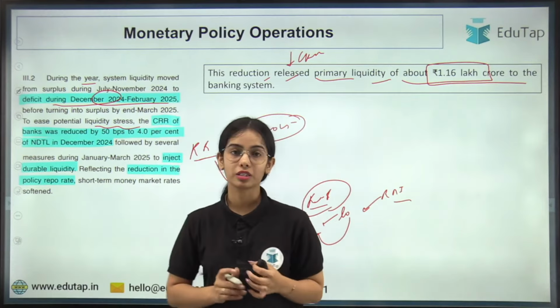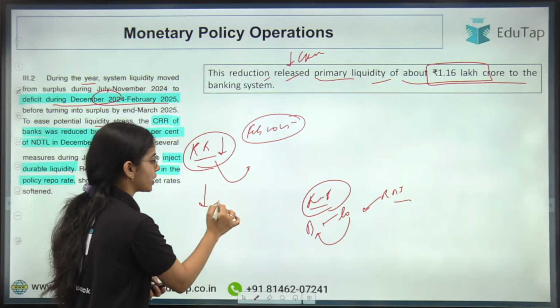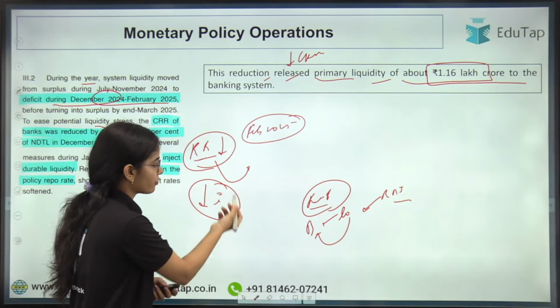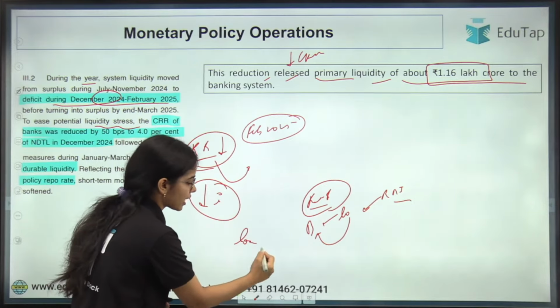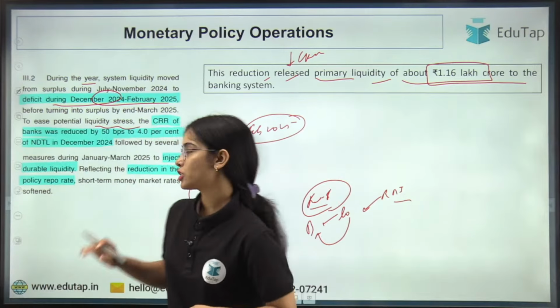So the RBI decreased the repo rate, and if the repo rate is decreased, the interest rate in the economy also decreases. And with the lesser interest rate, people started taking more loans and the demand also increased in the economy. So this is the idea.